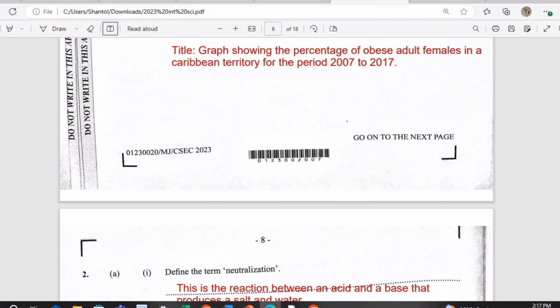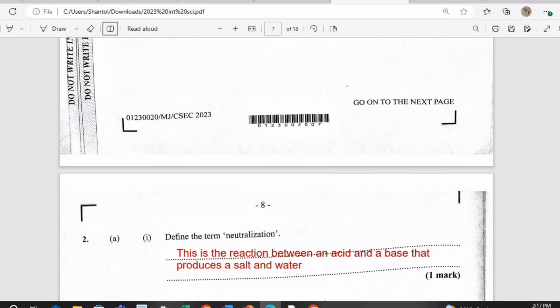Question 2. We jump into some chemistry. Define the term neutralization. Now, neutralization is the reaction between an acid and a base that produces a salt and water, and that is 1 mark.